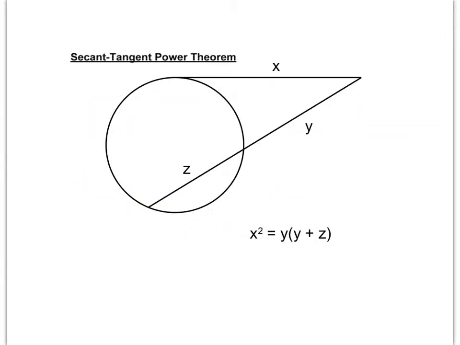Okay, next we've got the secant tangent power theorem, and we proved this in class. It was a little bit odd, but we did prove this one in class as well. We now know that when we have a tangent and a secant, the tangent piece squared is equal to the exterior piece of the secant times the entire secant segment. So X squared is equal to Y times Y plus Z.